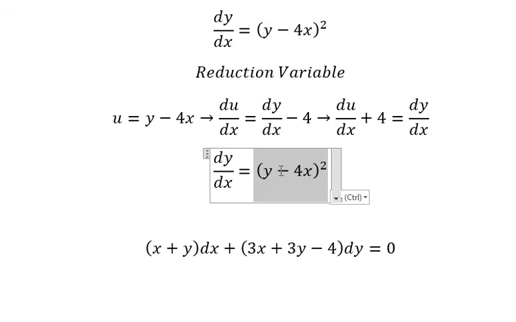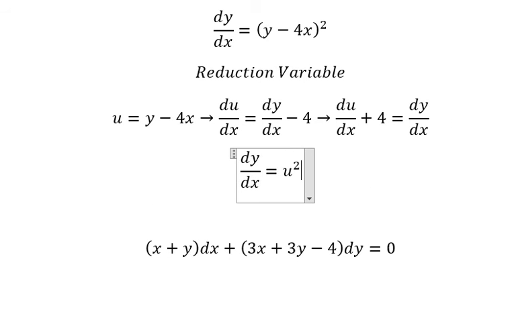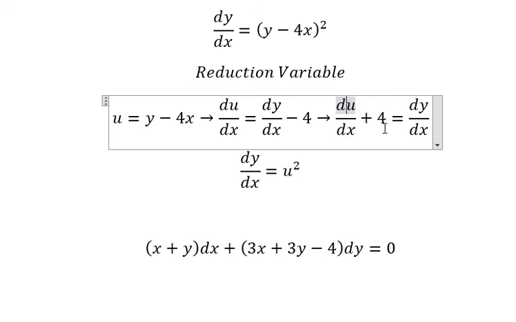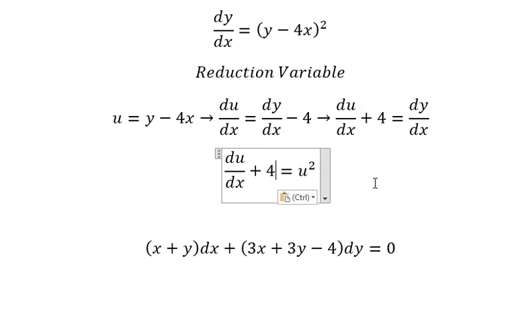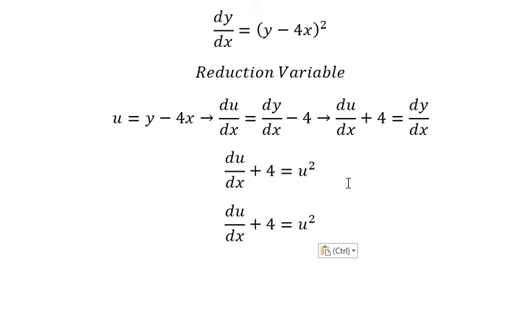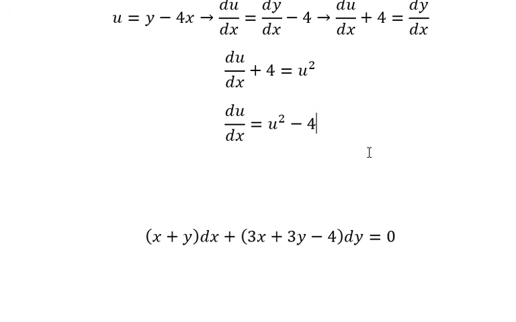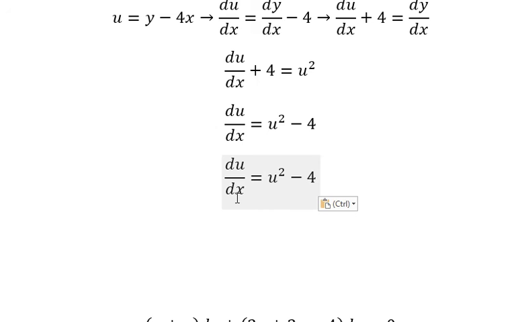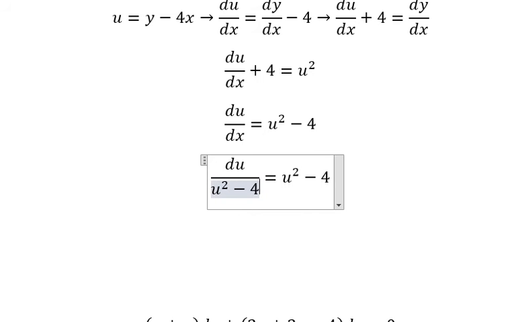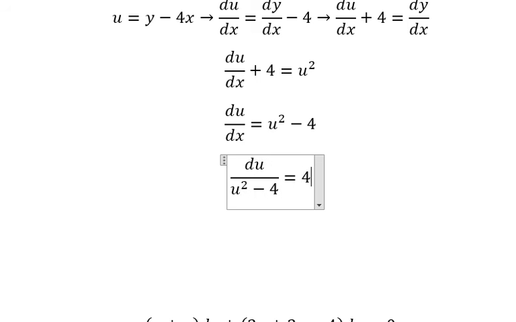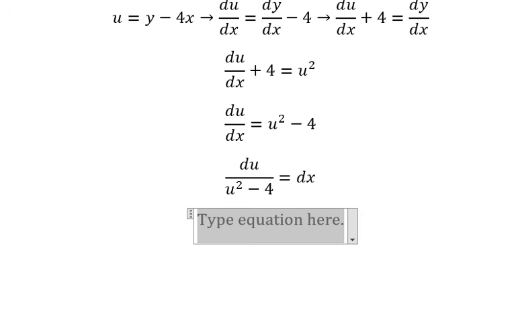So this one we change by u, and we have u square. Dy over ds we change by this one. Next, we put number 4 in here. We have negative number 4. Next, u square minus 4 we put on the left, the ds we put on the right. Next, we put the integration for both sides.